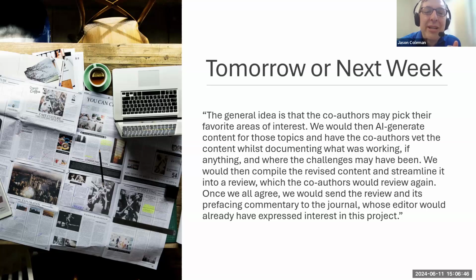He said, the general idea is that the co-authors can pick their favorite areas of interest. We would then AI generate content for those topics and have the co-authors vet the content whilst documenting what was working, if anything, and where the challenges may have been. We would then compile the revised content and streamline it into a review, which the co-authors would review again. Once we all agree, we would send the review and its prefacing commentary to the journal, whose editor would already have expressed interest in this project.